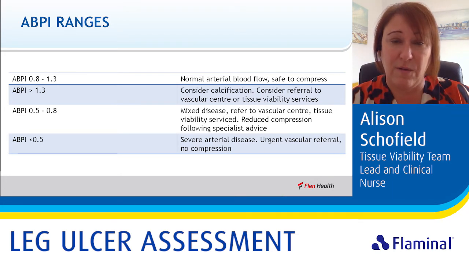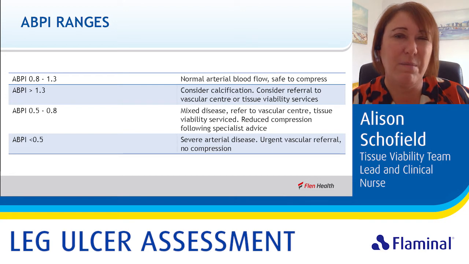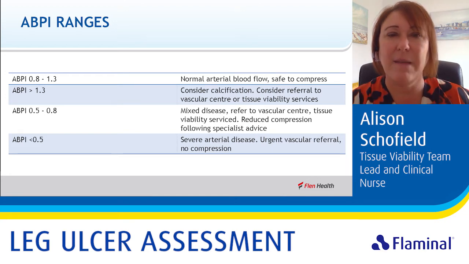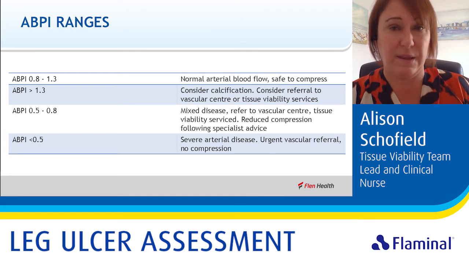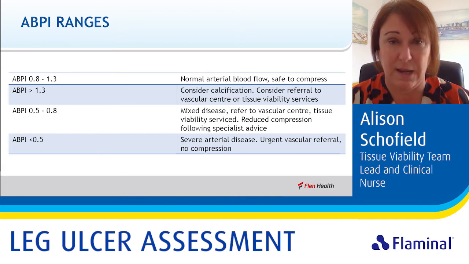ABPI between 0.5 and 0.8. So we're looking at some element of arterial disease here. It may be that there's a mixed disease of venous and arterial. So consider, if it's too high or in the lower ranges, referring to your specialist, whether that's your leg ulcer clinics, your tissue viability services, and possibly your vascular centres as well. These patients may be able to have compression. I would apply compression in this case, but I would apply a reduced compression system.